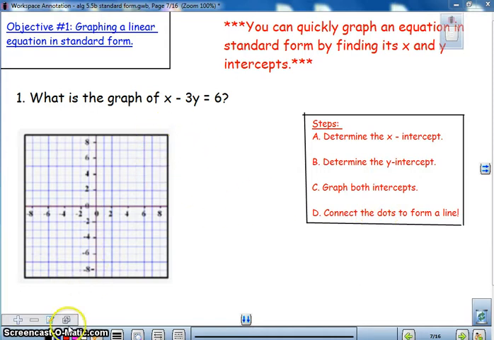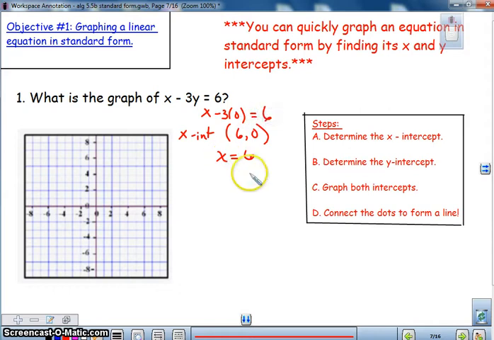So the first thing we're going to start out with is we need to get our x-intercept. The x-intercept, remember, is when our y point is 0. So if we are finding our x-intercept, we start out with y being 0, which means x is simply equal to 6. So we are looking at the pair 6, 0. How did we get that? Remember, y was 0. So if you wanted to think of this equation, x minus 3 times 0 equals 6. So x equals 6.